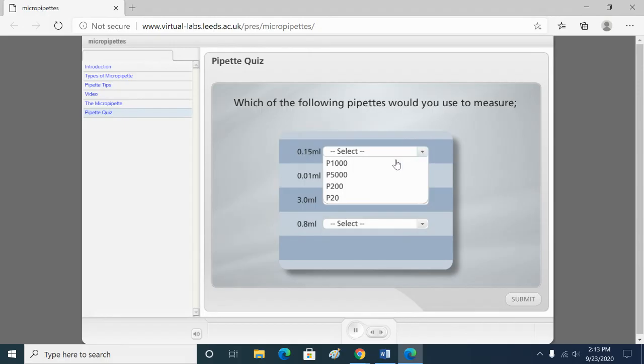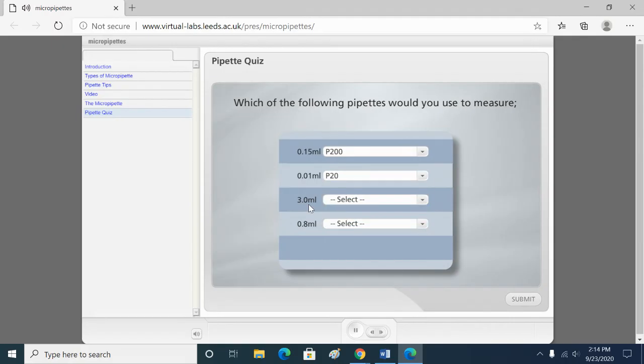The P200. Okay. So if you want to pipette 0.01 milliliters, again, convert to microliters. How many microliters is 0.01 milliliters? 10. Right, so remember, move the decimal over 3 places. 1, 2, and then 3 would be 10. So then, which of these pipettors would you use? P20.